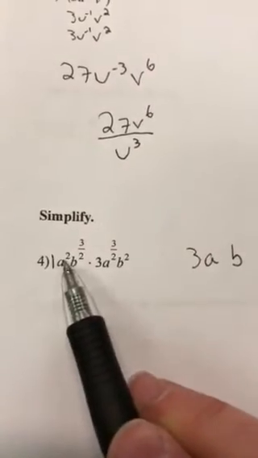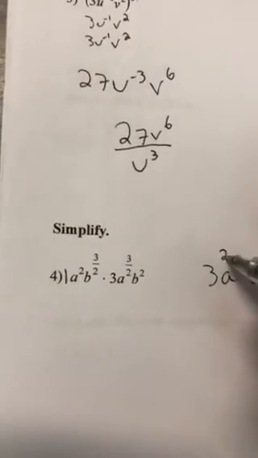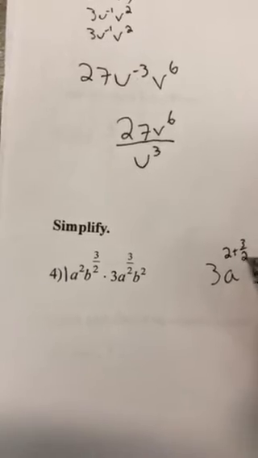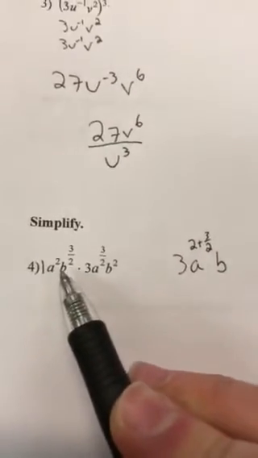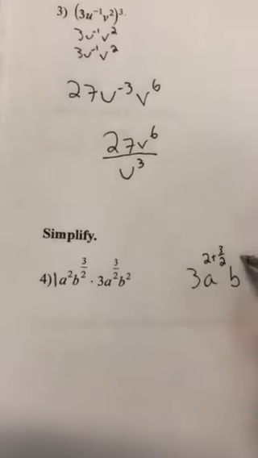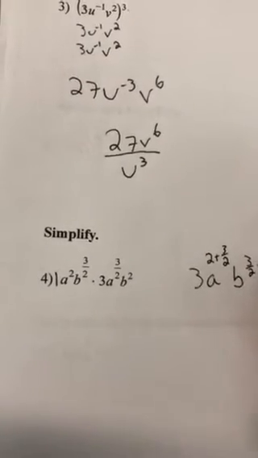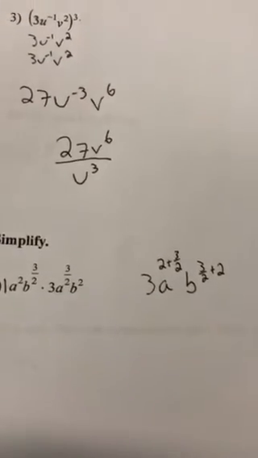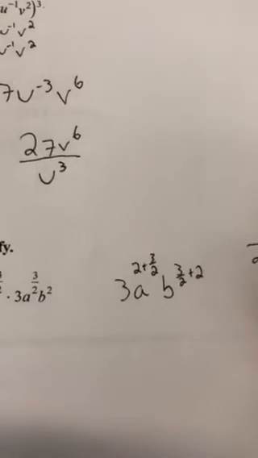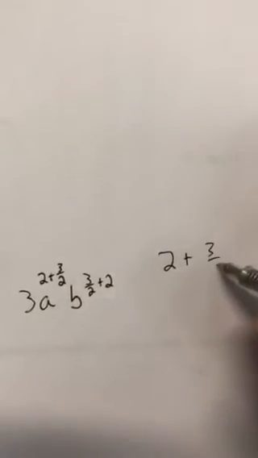I see a has a 2 here and 3 halves, so that's going to be 2 plus 3 halves. And the b's also have a 3 halves and a 2, so b is going to be 3 halves plus 2 for its new exponent. Luckily, those are basically the same problem, so I just need to do 2 plus 3 halves.